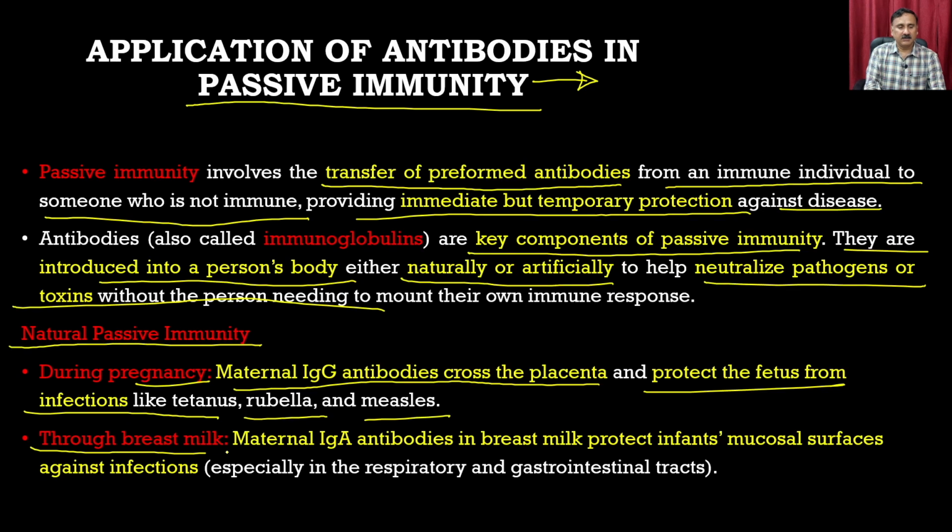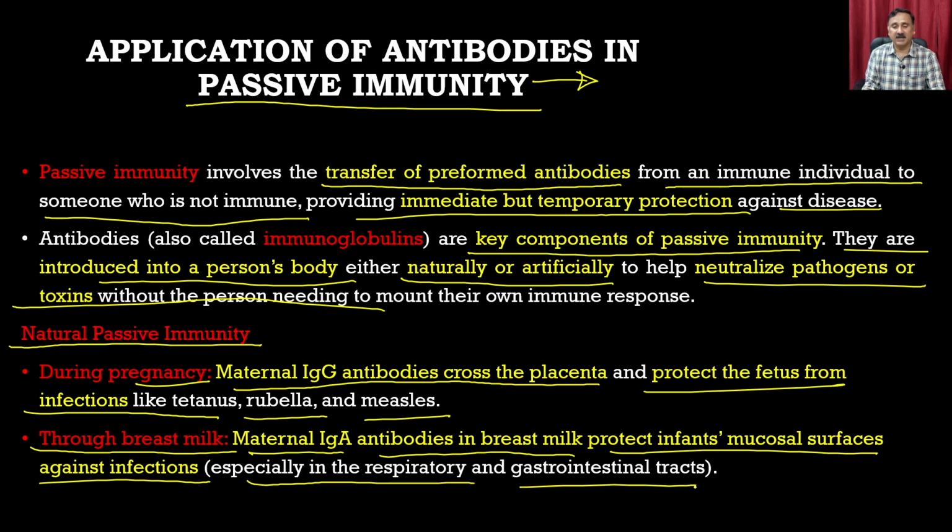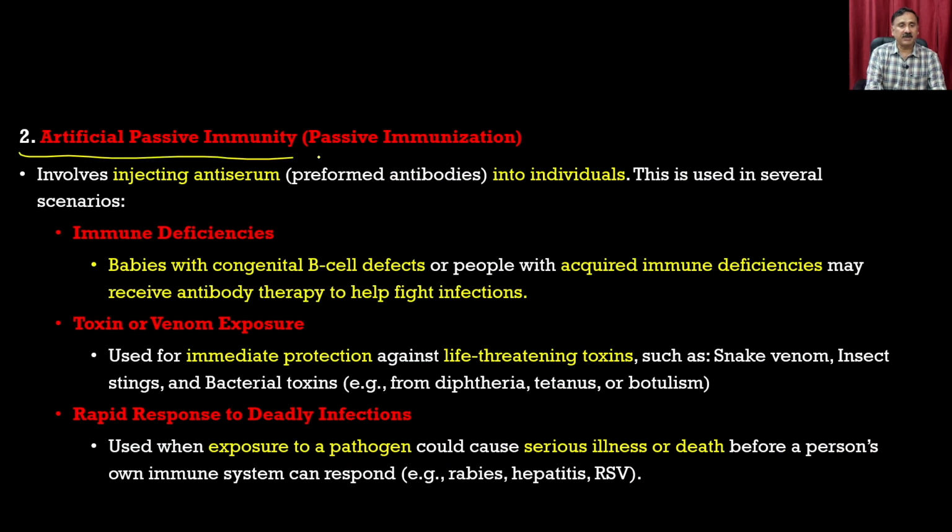Or you can get natural passive immunity through breast milk, right? So the maternal IgA antibody in the breast milk protects the infant's mucosal surfaces against infection, especially in the respiratory and gastrointestinal tract. Then you can have artificial passive immunity, right?